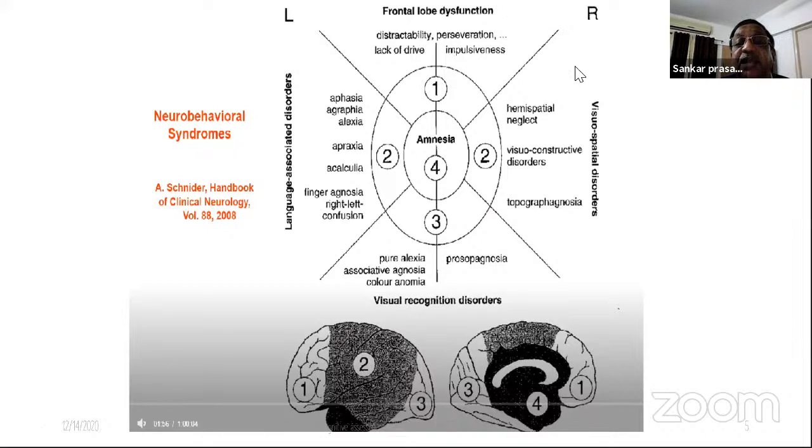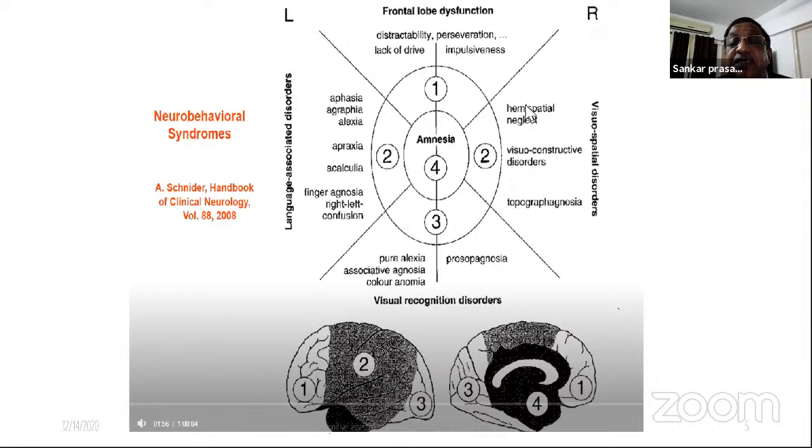If it is the right cerebral hemisphere or left cerebral hemisphere, the neurobehavioral syndromes are numbered here 1, 2, 3, and 4. If you look at frontal lobe dysfunction, distractibility, perseveration, lack of drive, and impulsiveness are the common occurrences. The frontal lobes are the most advanced evolution of the brain, and only humans have frontal lobes in this form; compared to other animals, that's what discriminates Homo sapiens from others.